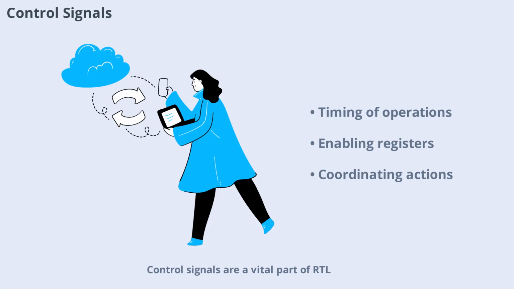Control signals are a vital part of RTL. They determine when and how data transfers and operations occur. For instance, a control signal might enable a register to accept new data or trigger an arithmetic operation. By specifying control signals in RTL, designers can coordinate complex sequences of actions within a digital system.